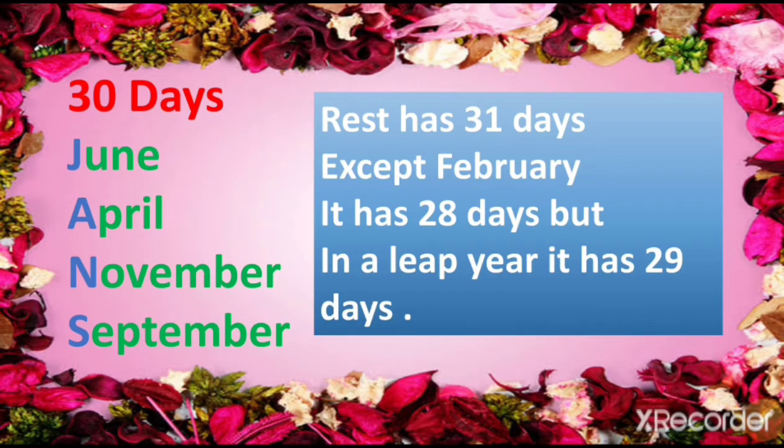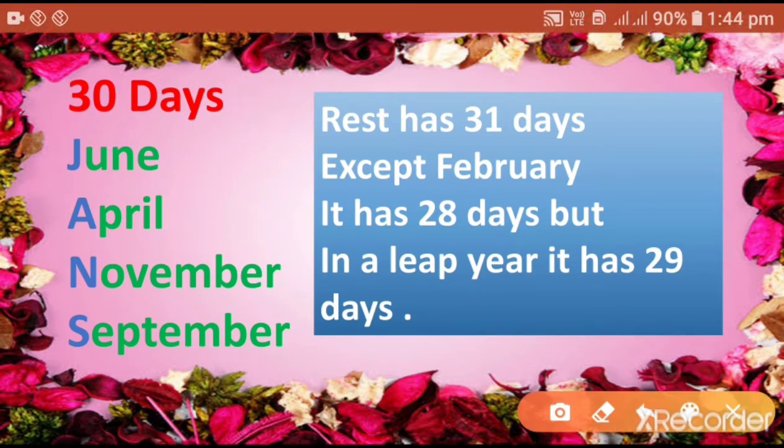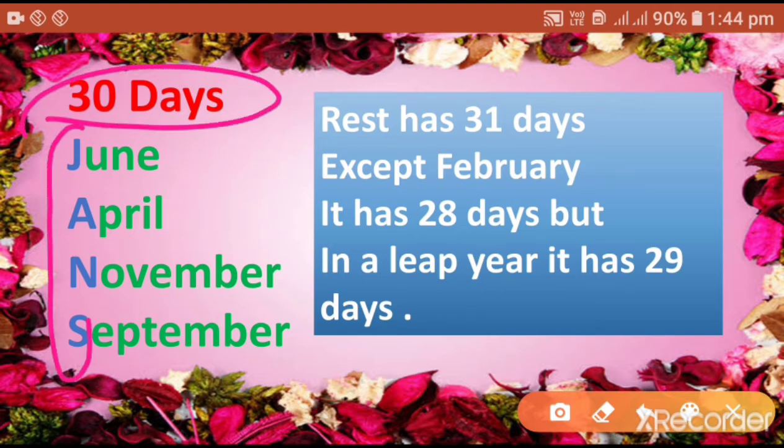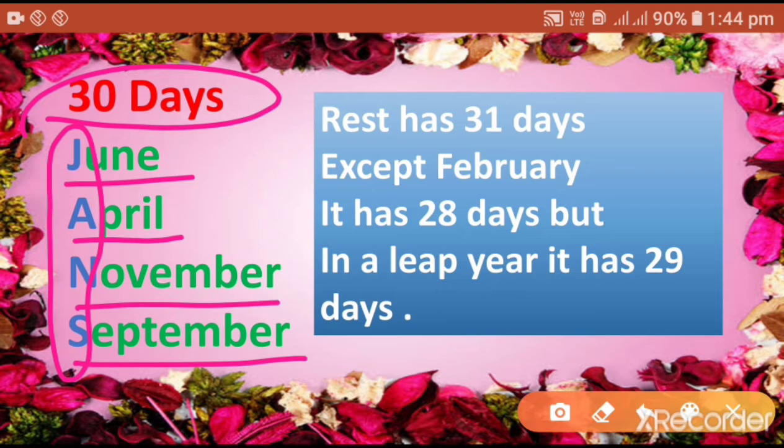I found a new idea for how to remember 31 days and 30 days. 30 days: Jans, where J stands for June, A stands for April, N stands for November, S stands for September. These 30 days consist of 4 months. Means 4 months, except other months have 31 days. And except February, it has 28 days. But when a leap year occurs, it has 29 days.